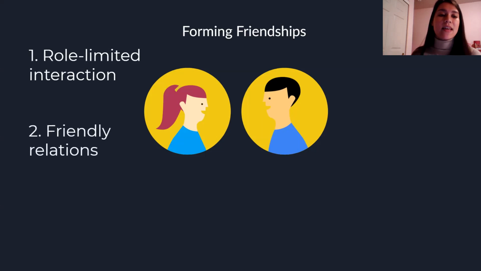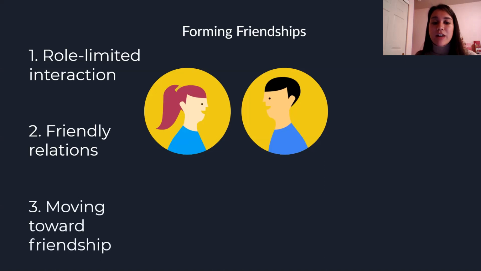The second stage is friendly relations. So we try to figure out if there's enough in common to continue developing a relationship. So we try to talk about more subjects to see if they will interact well with us.